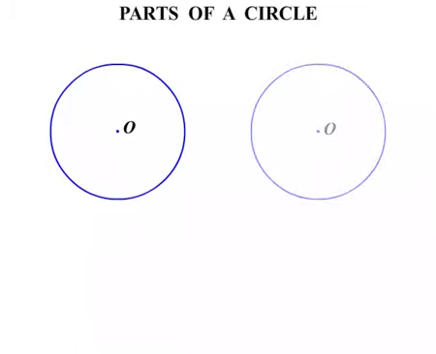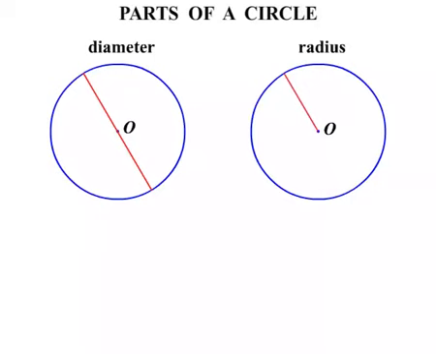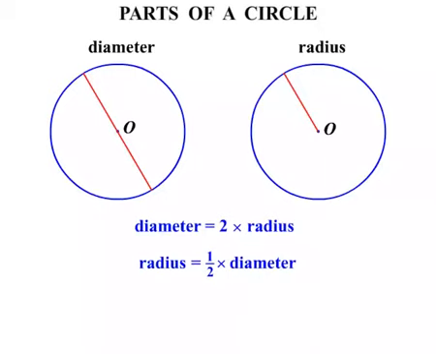Now let's draw a couple of circles. And I'm going to draw a diameter in one of them, okay, the identical circles, and a radius in the other. Let's see what's the connection between the two. Well, the diameter is 2 times the radius, okay, it's twice the radius. And the other way of thinking about that is that the radius is half of the diameter.